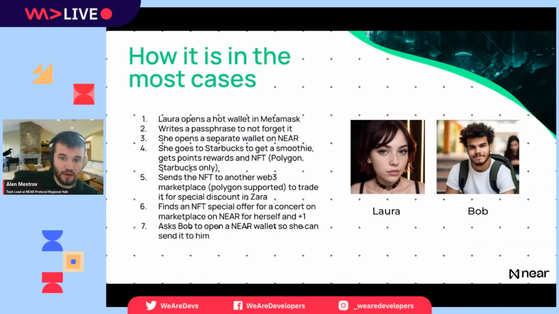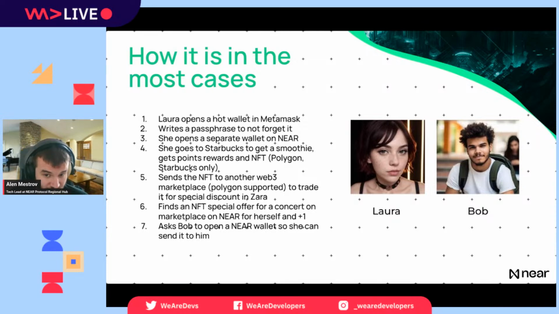So currently, this is a use case where a user needs to get from point A to point B. We have Laura and we have Bob. Laura opens a hot wallet in MetaMask. Then she writes a password so that she doesn't forget it. She needs to open a separate wallet on Near, so she already went from one application to another. Then she goes to Starbucks to get a smoothie and she gets a points reward and NFT, which is on Polygon. So she needs to send that NFT to another Web3 marketplace, which is Polygon supported, to trade for a special discount in Zara. So again, this is the third time she's moving away from the application.